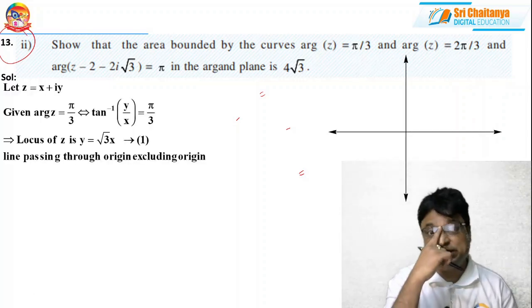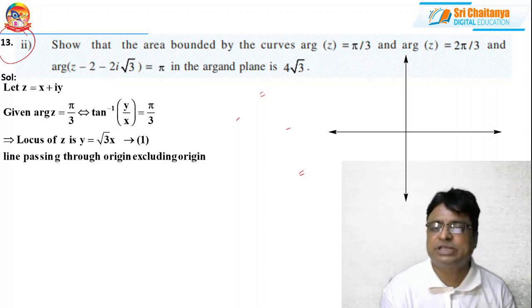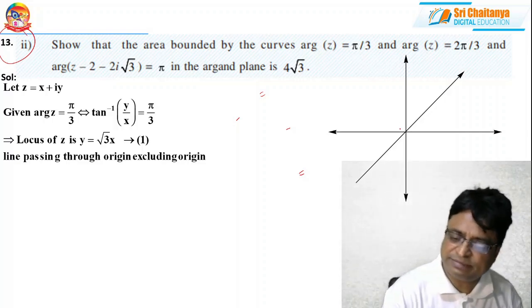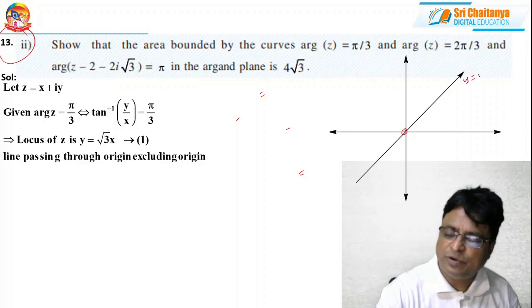See, let z is equal to x plus iy. Argument z is equal to pi by 3. That is tan inverse of y by x is equal to pi by 3. Locus of z is y equal to root 3x. So, it is a line passing through origin excluding origin. Something like that. So, here there is no origin. This is important. This is y equal to root 3x.